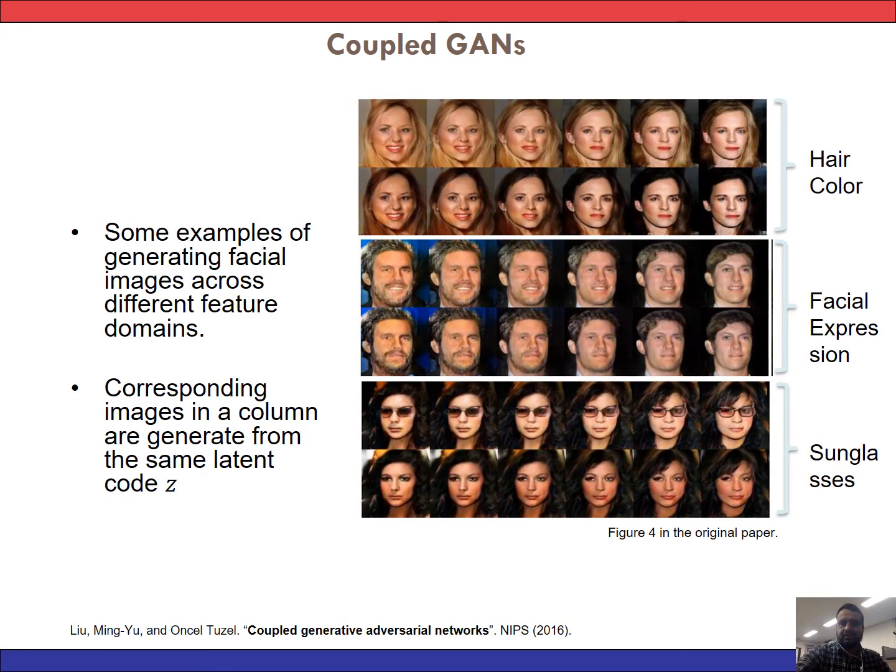Using the coupled GAN we can see that it can transform the hair color from here to here. Similarly, it can also change the facial expression, and it can also add or remove eyeglasses.